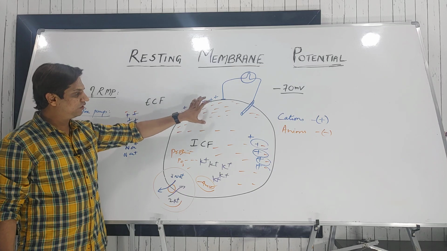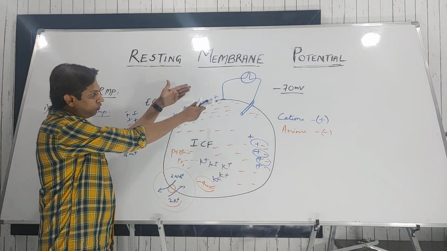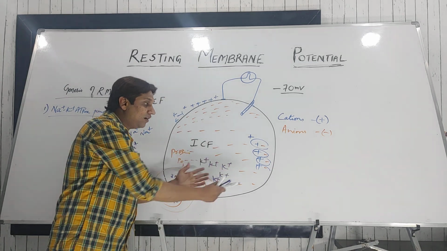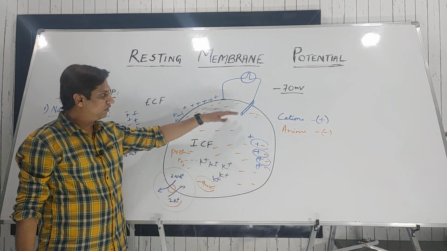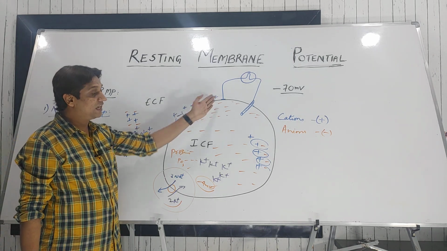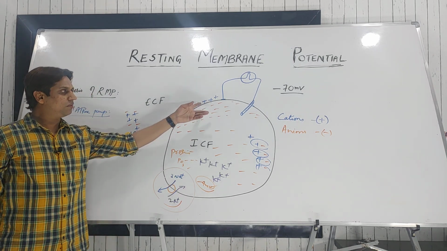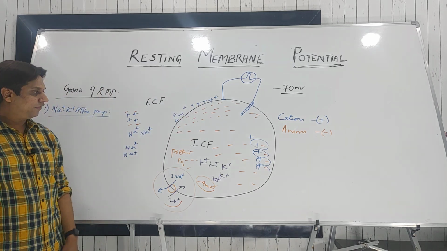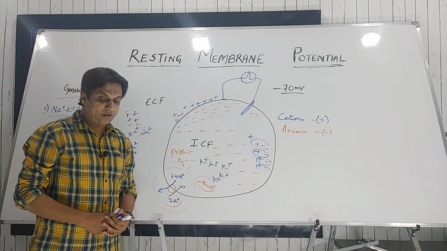So mainly this resting membrane potential is due to these charges which are near the cell membrane. There will be so many positive and negative charges inside the cell, but they get neutralized, and mainly this potential difference is because of the charges near the cell membrane. So the resting membrane potential is the potential difference across the cell membrane at the resting condition of the cell. So one factor is the sodium potassium pump.